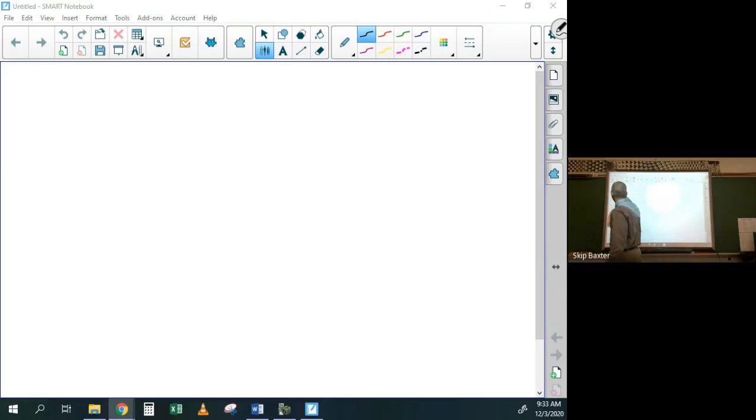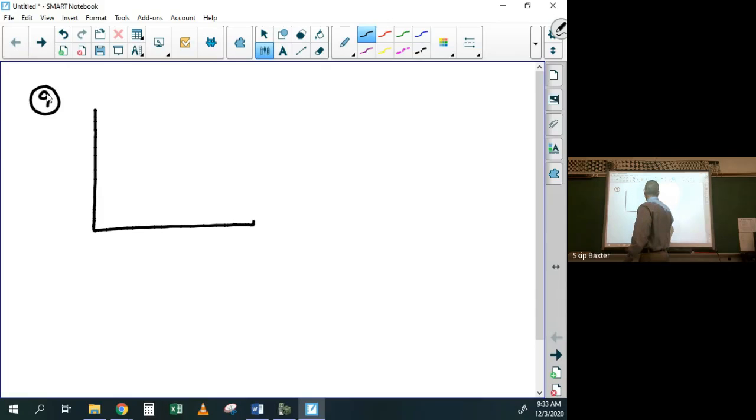Okay, so this is number 9 from the optimization handout. The picture is like this. You have a rectangular piece of cardboard. What was it, 16 by 30? Yeah. So 16 by 30 inches.